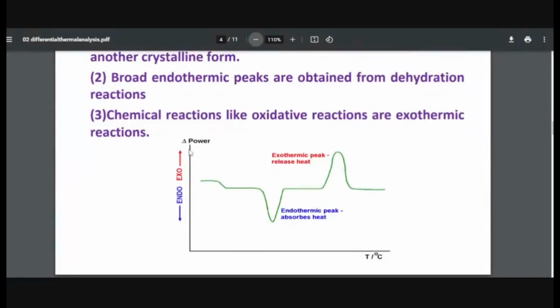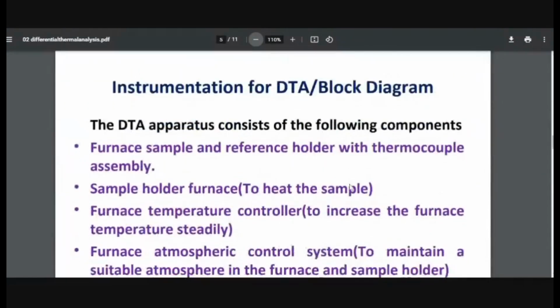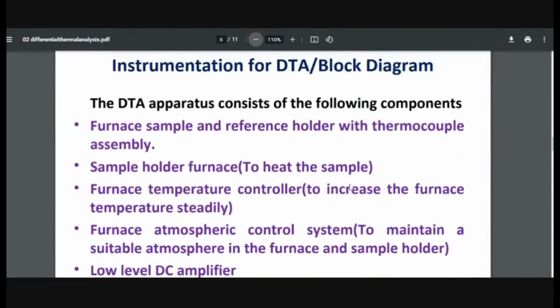This is how a normal DTA curve looks like. If the peak is downward, it is endothermic. If the peak is upward, it is exothermic. Depending on the shape of the peak, we get some idea. Now, if you want to talk about the instrumentation of differential thermal analysis, the DTA apparatus consists of the following components.